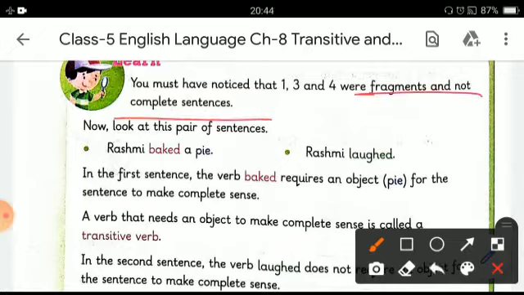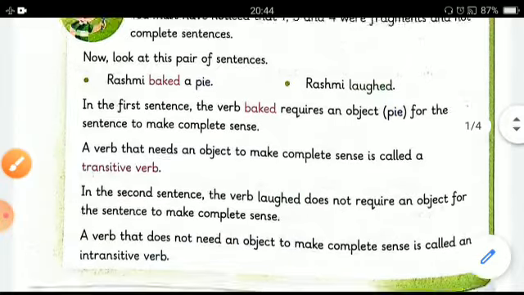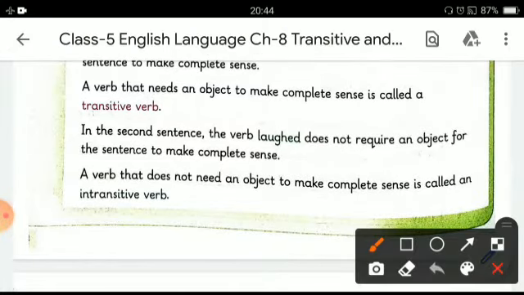Now look at this pair of sentences. First one is Rashmi baked a pie. Second one is Rashmi laughed. Now see the difference. In the first sentence, the verb baked requires an object, that's a pie, for the sentence to make its complete meaning. A verb that needs an object to make complete sense is called a transitive verb. A transitive verb always needs an object to make its sense complete.